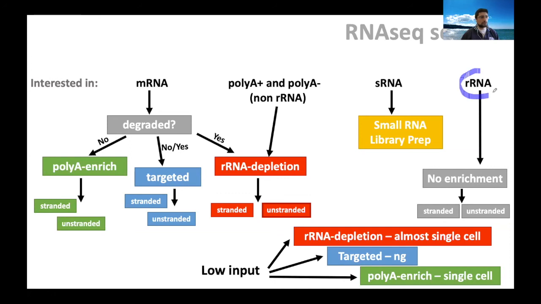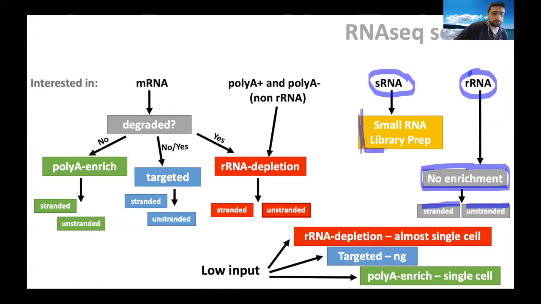Okay, so I'm interested in ribosomal RNA. First of all, I don't believe you, but if you're really interested in ribosomal RNA, you need to perform any sort of enrichment. 90% of your sample is coming from ribosomal RNA. So please go ahead, prepare your sample, either stranded or unstranded type of library preparation, okay? If you're interested in small RNA, then you only have the small RNA library preparation option for preparing the libraries, okay? So there's just one type of library preparation, okay?